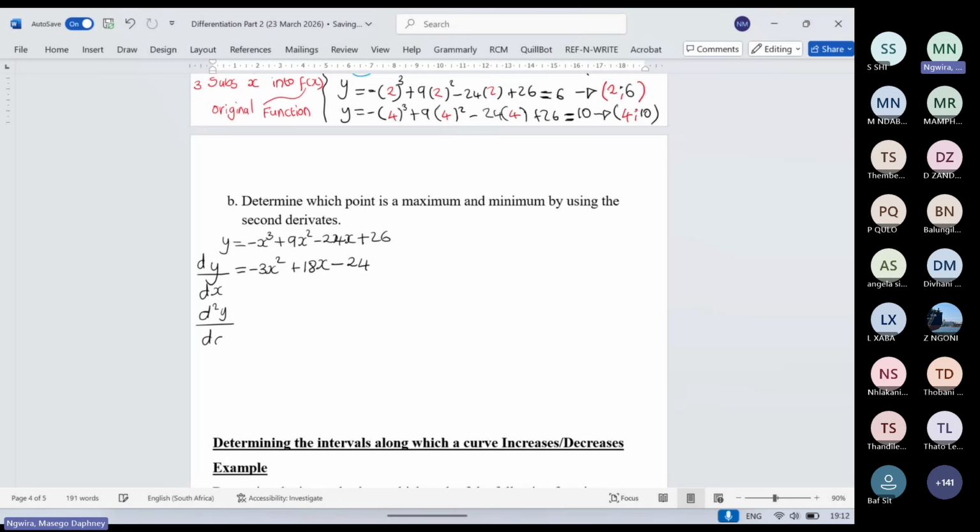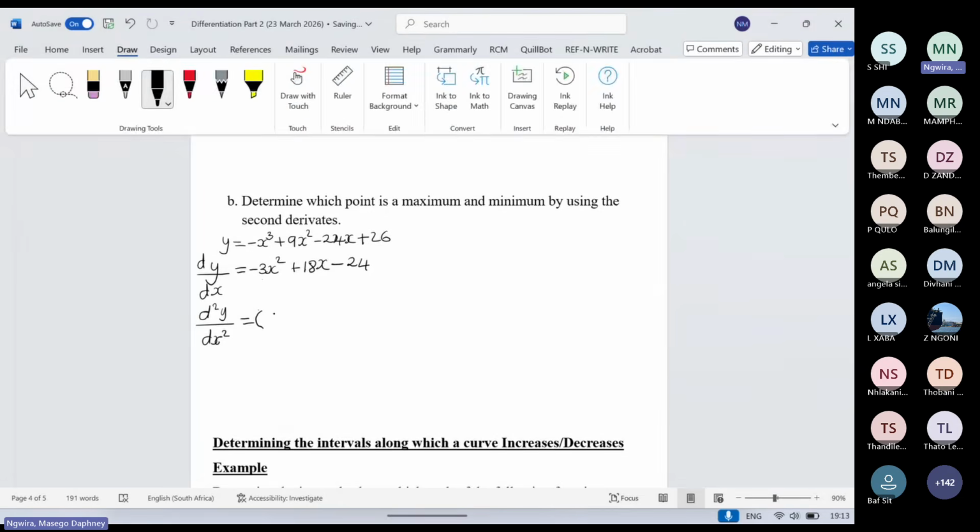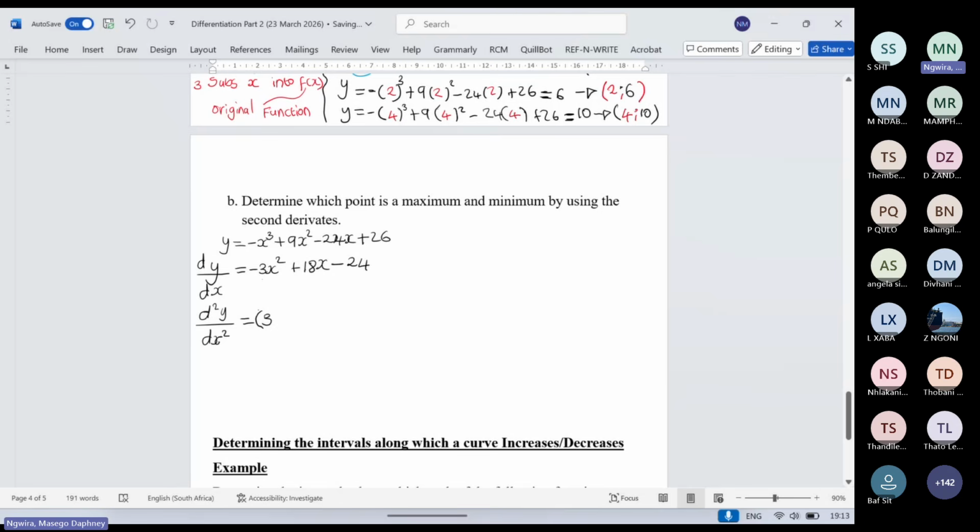Sorry, then this is a square. So I am deriving this one. Second derivative, I am taking this, I am putting it here. So this will be 3. I'm going to use that rule again. It's 3. And then x to the power of 2 minus.